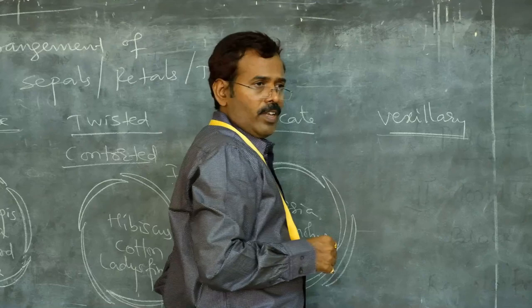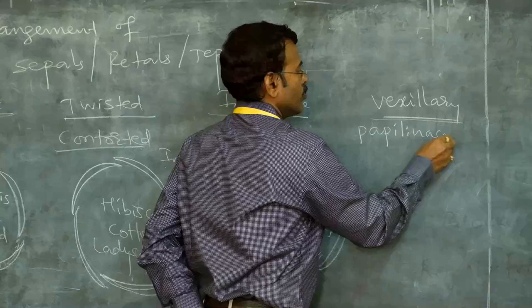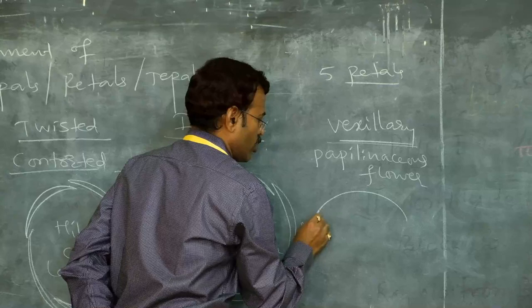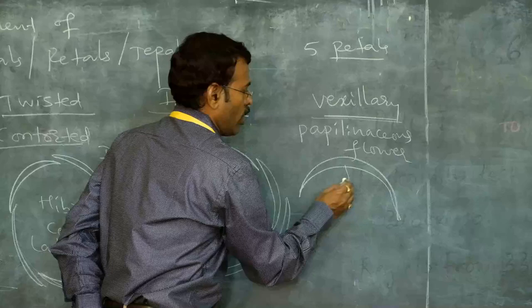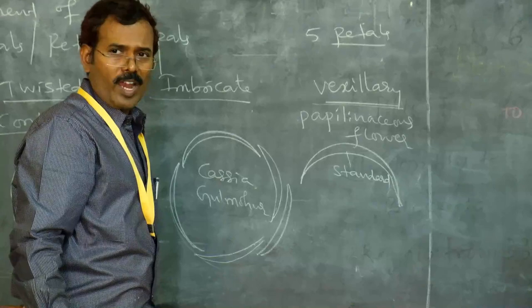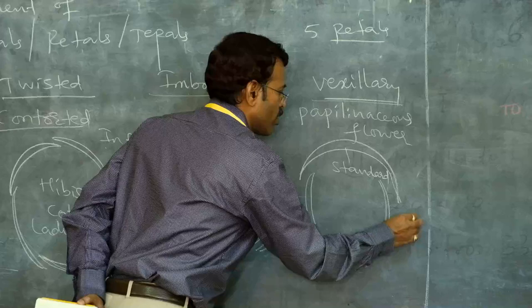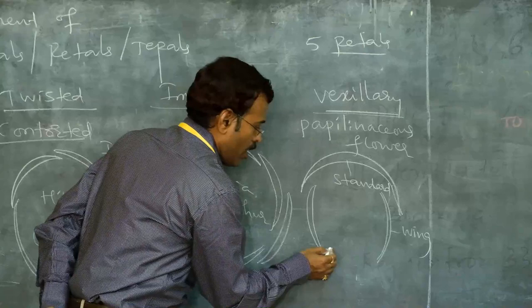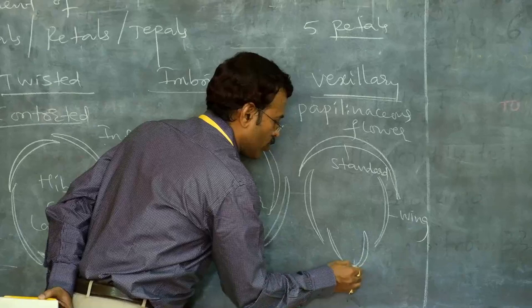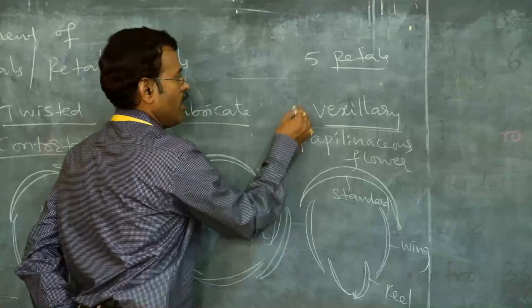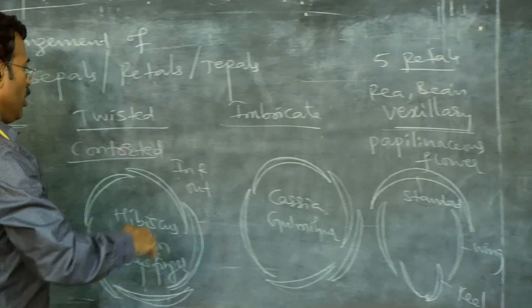Vexillary aestivation, it is the feature of the papilionaceous flower. Here 5 petals will be there of different size. One outermost largest petal, this you can call it as standard petal. Standard petal is also known as vexillum. The standard petal in turn is going to cover two medium sized wing petals. Wing petals are also called as alae. Then the innermost, smallest, boat shape, partly fused, these are called as keel petals. Keel petals are also called as carina. So this vexillary aestivation is seen in examples such as pea, bean. So these are the main types of aestivation.